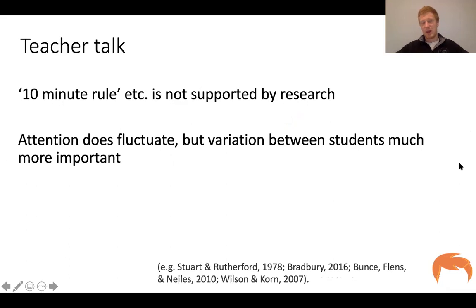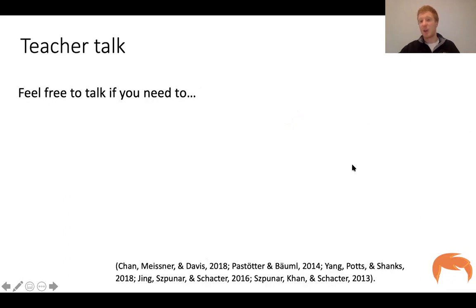My final one I want to just very briefly mention is teacher talk. Sometimes we hear about the 10-minute rule or various minute rules, the idea that we have a limited attention span. Just very quickly to say that that is not supported in research. Attention certainly does fluctuate, and over the course of a lesson it will probably go down, as you might expect. But the differences between students are much more important than any particular arbitrary cut-off figure. So, as a teacher, if you want to talk, then talk.